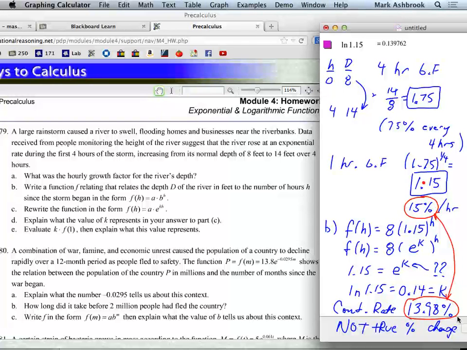Will really truly result in a 15% increase. It's like APR versus APY. So this number combined with the moment-by-moment continuous compounding results in, after 1 hour, a true percent change of 15%.